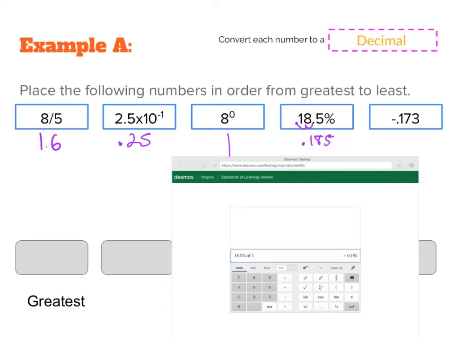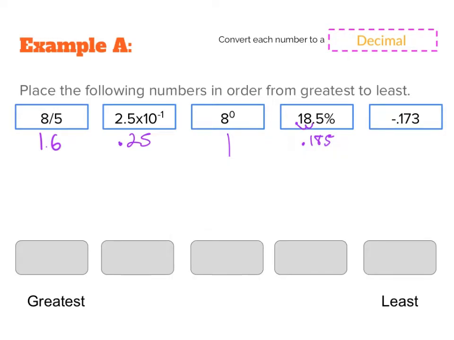Now the last number there, negative 0.173, is already a decimal, so I don't need to do anything with that because it's already in decimal form. So now that I've got them all in decimals, I just need to put them in order from greatest to least. Before I even start, I can see that I've got 4 positive numbers and 1 negative number. Since I've got 1 negative number, I know that one's going to be the least. So negative 0.173 is the number that's going to be the smallest, regardless of whatever the other numbers are.